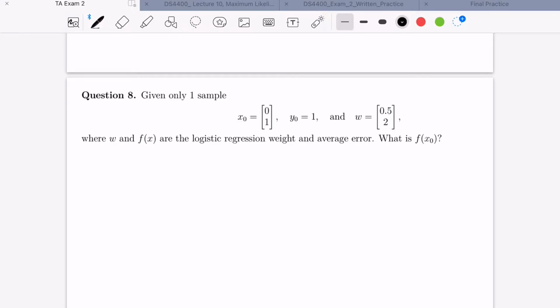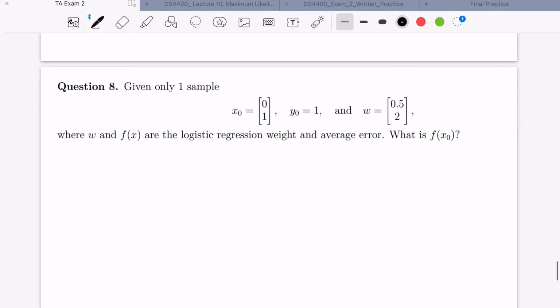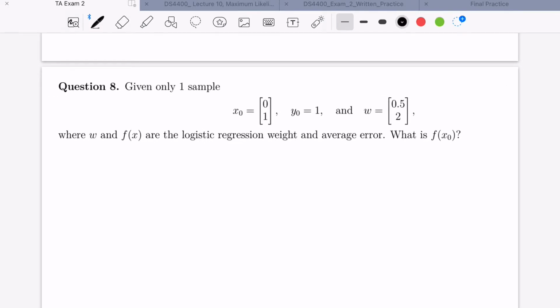In this video, we'll be going over this question which asks, given only one sample x0 with label y0 and w, where w and f of x are the logistic regression weight and average error, what is f of x0? Before we actually get into solving this problem, I want to build some intuitions on some of the mechanisms that are present here. First, we can define our logistic regression average error as this equation, f of x, 1 over n, sum from i to n of the cross entropy between p of i and q of i.